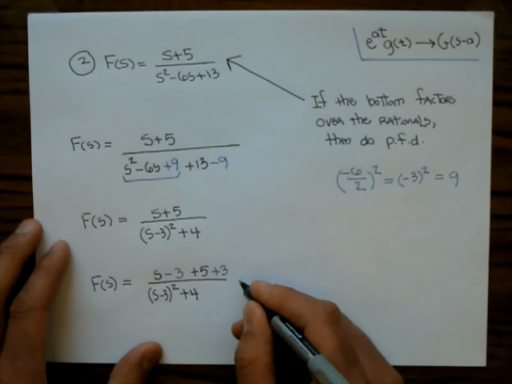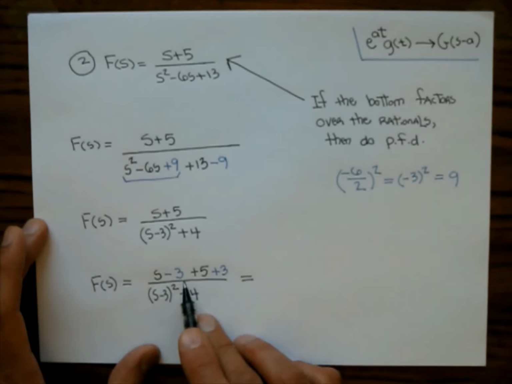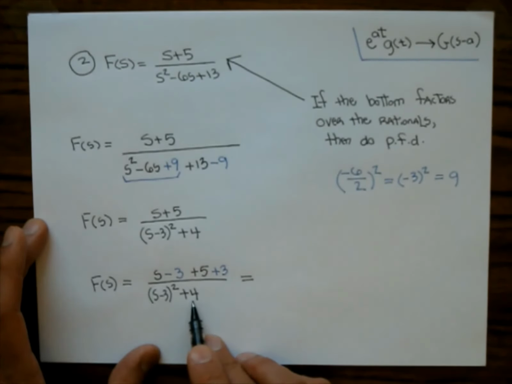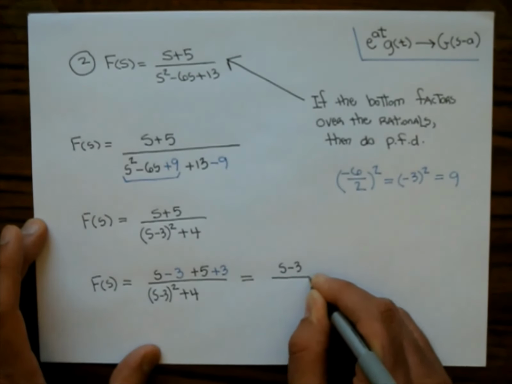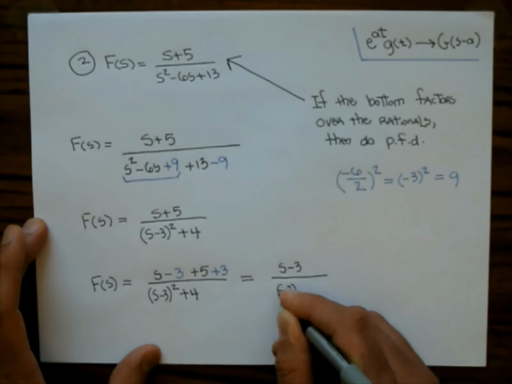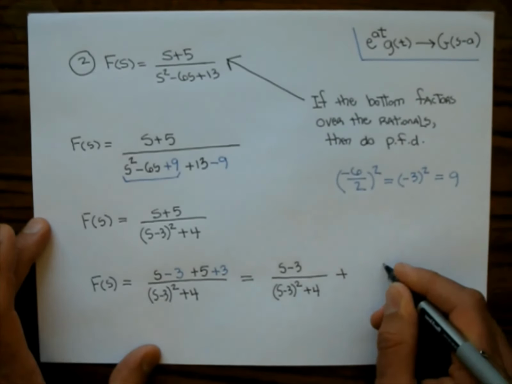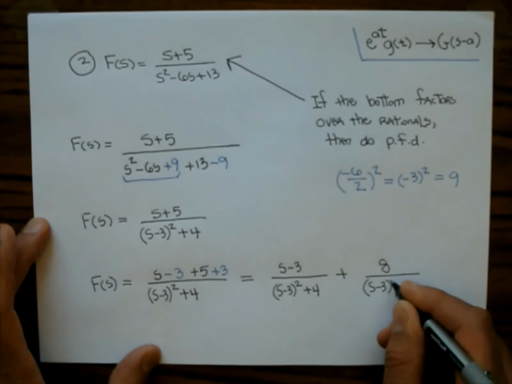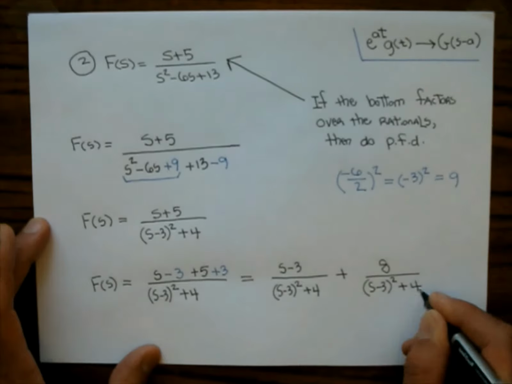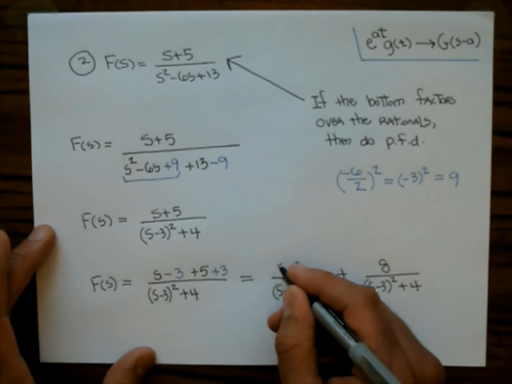So what does that give me? I'm running out of paper here, and I really do want to finish this up on this piece of paper. I end up getting s minus 3 plus 8. I am now going to split the fraction and keep the same denominator for both of them. So the first part is s minus 3 all over (s minus 3) squared plus 4, and then this one is plus 8 over (s minus 3) squared plus 4. So I haven't even done the inverse transform. I'm getting it ready so we can do the inverse transform.